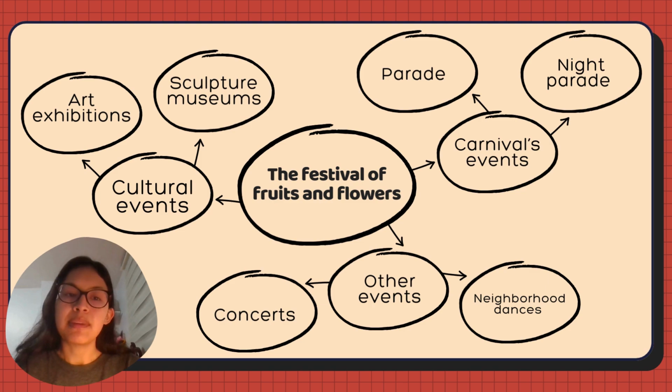So this mind map follows this structure. In this case, the topic is the Festival of Fruits and Flowers, and it has three general statements, which are cultural events, carnival events, and other events. So, for example, from the first general statement, cultural events, we have two supporting details, which are art exhibitions and sculpture museums. As we can see, we only write short ideas or thoughts about the topic, and from this, we're going to develop and write sentences in order to create a full paragraph.